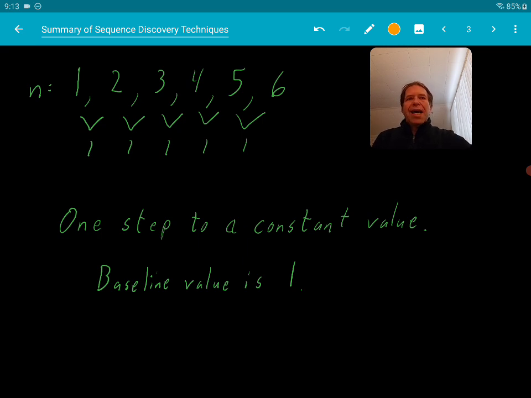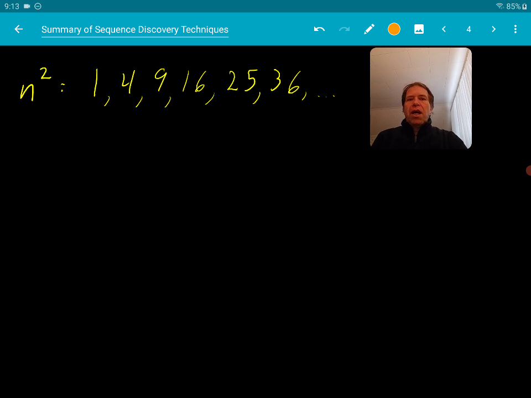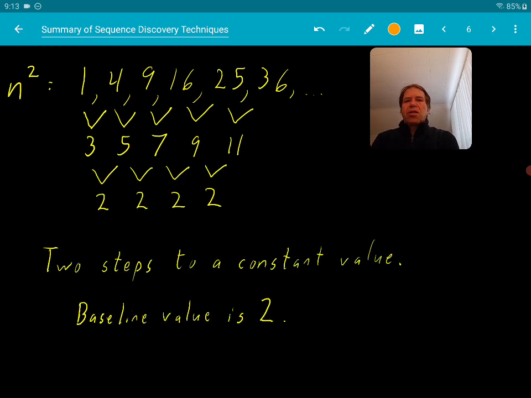So let's move ahead to n squared. And again, we're just going to take constant differences. We see a neat little pattern here. When we take the difference between squares, we just get consecutive odd numbers. And then if we take differences again, we get the constant value 2. So when we're dealing with an n squared sequence, we discover it takes 2 steps to get to a constant value, something all of you were already familiar with.